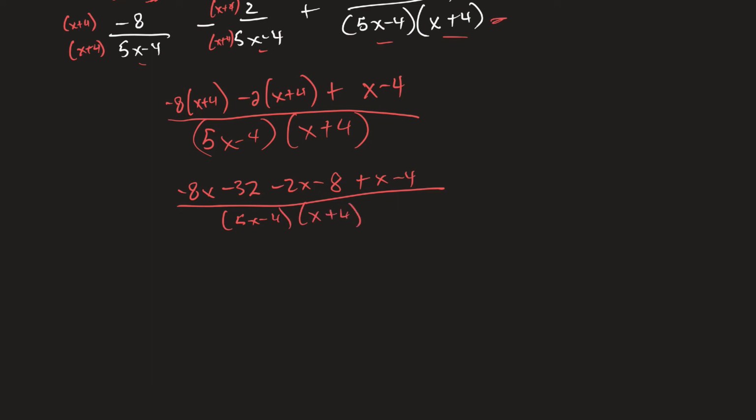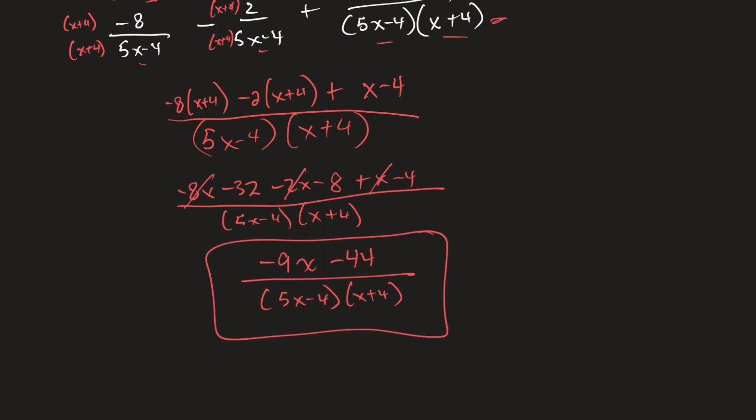Collecting like terms up top: negative 8 minus 2 is negative 10, plus 1, so it would be negative 9x. That gets rid of all the x's. Minus 32 minus 8 is minus 40, minus 4 would be minus 44, all over 5x minus 4 and x plus 4. And on the top, maybe you could factor out a negative 1, but you couldn't really factor anything else out. I would probably leave it just like that.